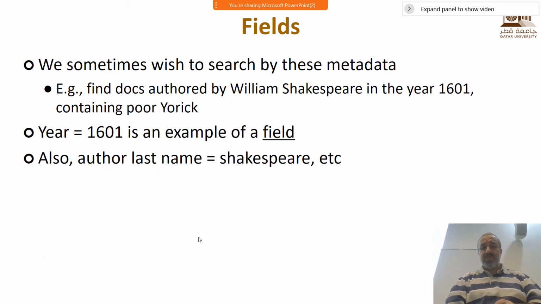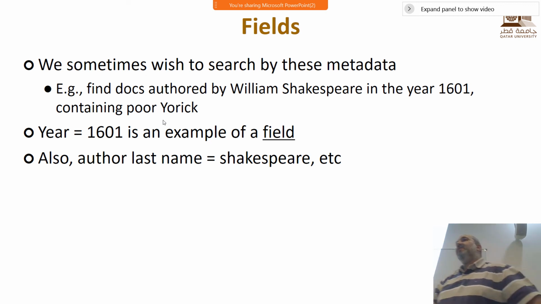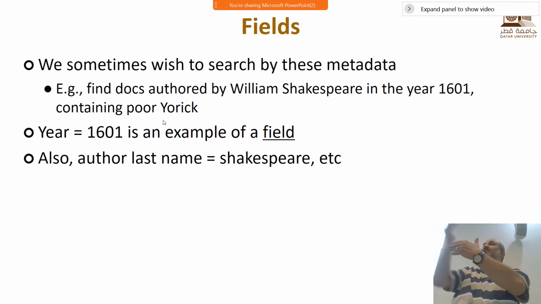So if I want to find documents authored by William Shakespeare in the year 1601 containing these words, then I have to keep track of not only the positions of the words, but which field they appeared in. So these are 2 fields. We have to distinguish between Shakespeare appearing in the header or the title and Shakespeare appearing in the body of the play. Okay? So each one of these is called a field. So year equals 1601 is an example of a field. Author last name is a field, and so on.